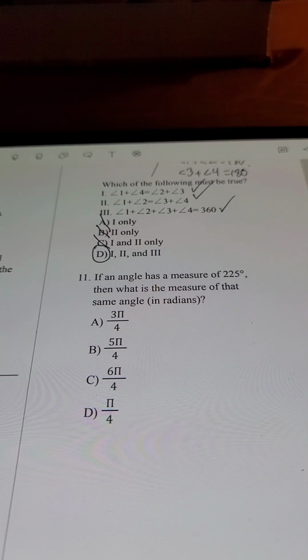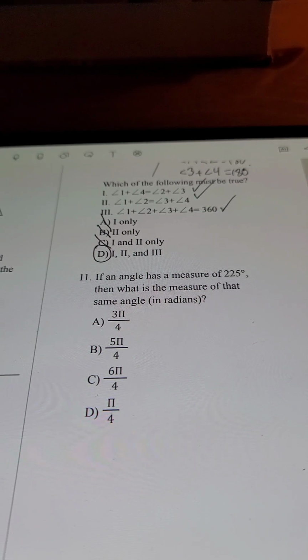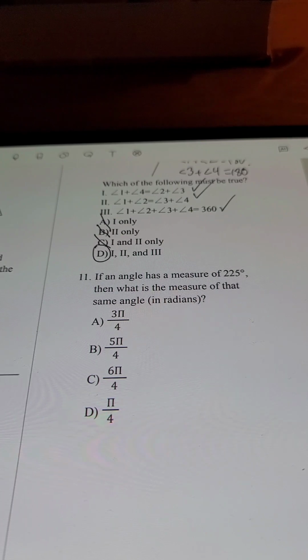Okay, so number 11, if an angle has a measure of 225, then what is the measure of that same angle in radians? So basically when you're converting between degrees and radians, it's some version of using 180 and pi. It's just you flip-flop what you're multiplying by based off of if you're going to radians or degrees.